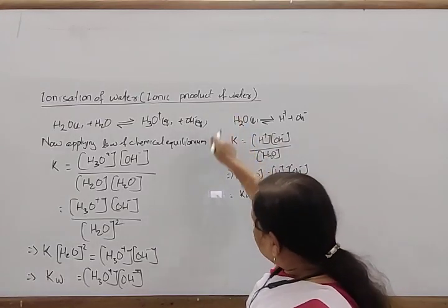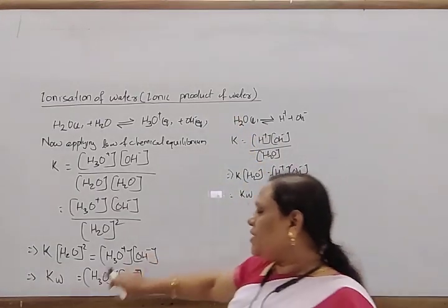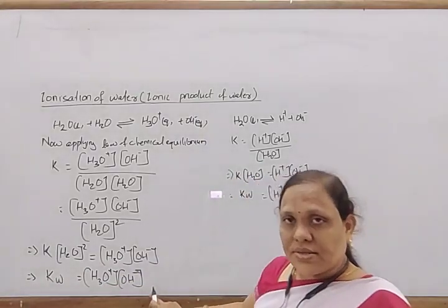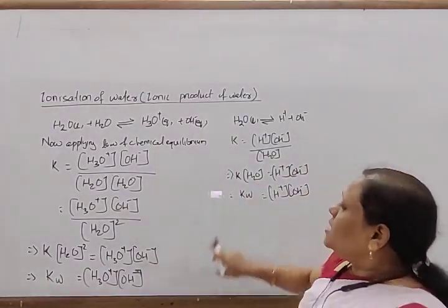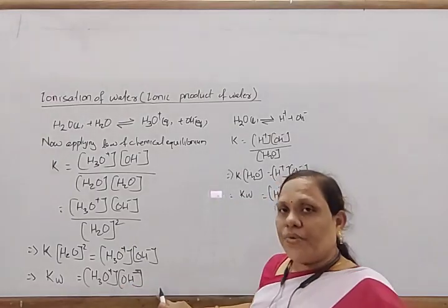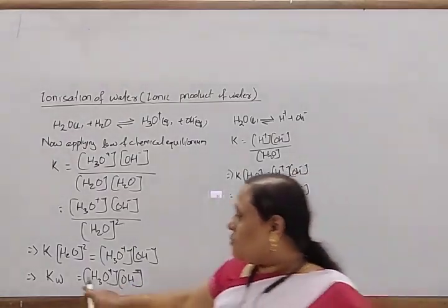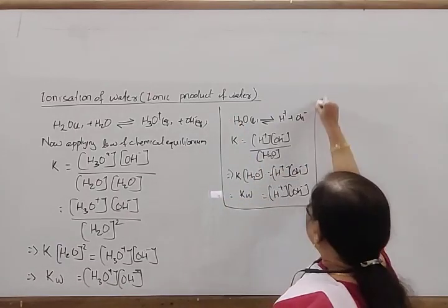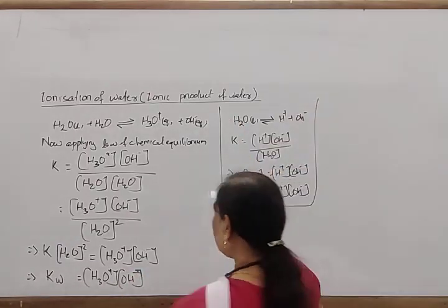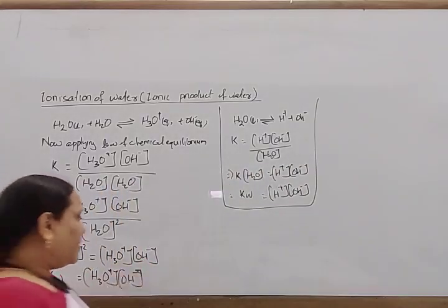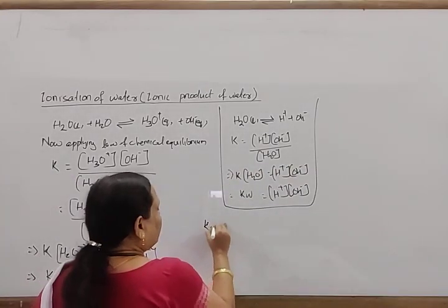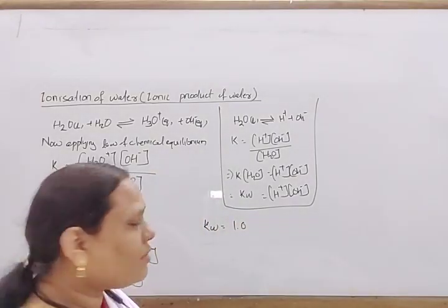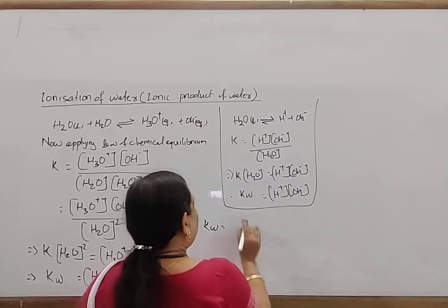Earlier, problems were generally solved in this way, but nowadays they are solved using Kw equal to H3O plus into OH minus. This is the advanced form. This Kw is known as the ionic product of water, and as it is a constant, its value is 1 into 10 to the power minus 14.